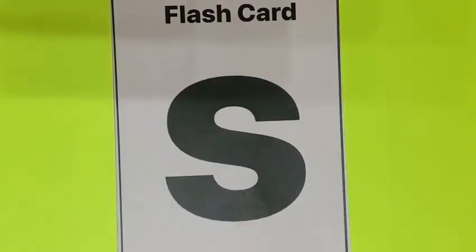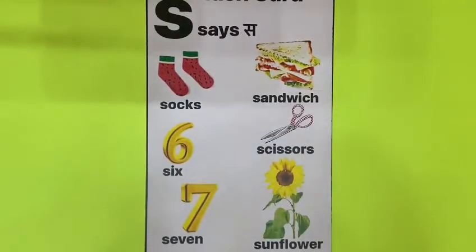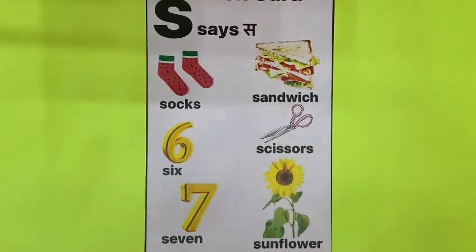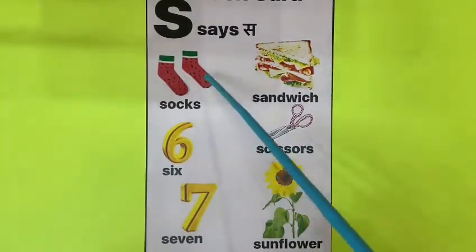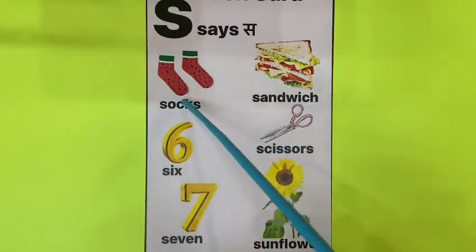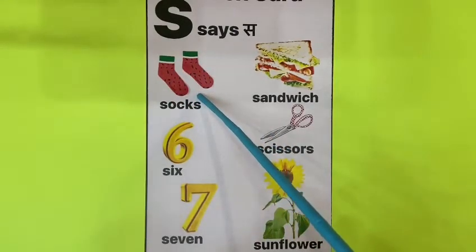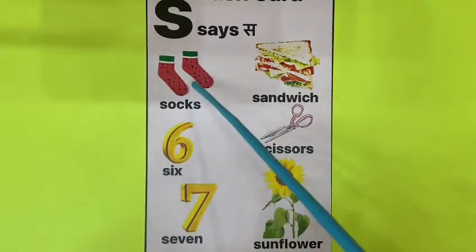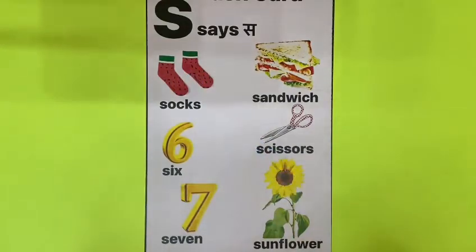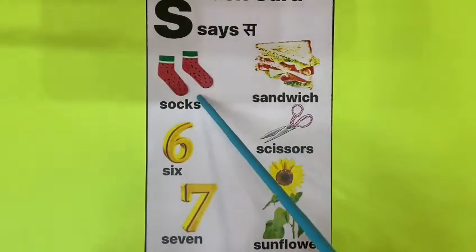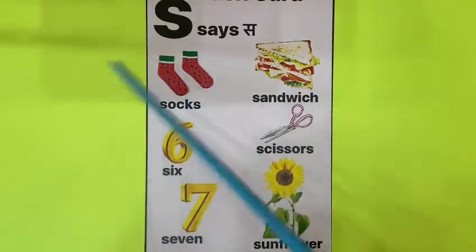Very good, children. Children, now you will learn few more words starting with alphabet S with the help of a picture flashcard. Children, this is a picture flashcard of alphabet S. S says sir. Children, look, this is the picture of a beautiful pair of socks. Children, please tell me, what is the color of the socks? Yes, it is red in color. Children, please repeat after me. Sir, socks. Very good.